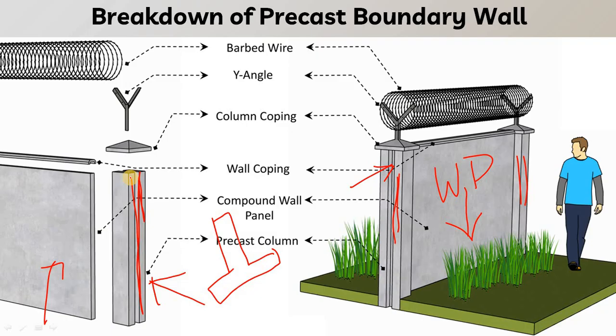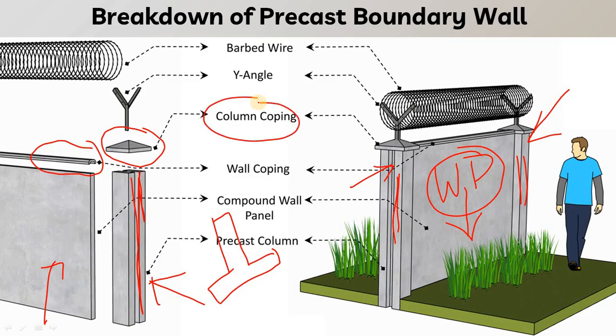So we have the first component, the column, then we have the wall panel, then you can see here we have the coping, and we have wall coping as well. So there are two different types of coping, wall coping and column coping. Above that, in some cases, the client has a requirement for barbed wire. So here you can see they have considered the barbed wire, and we have the Y-angle. So this is the basic concept of the precast boundary wall.